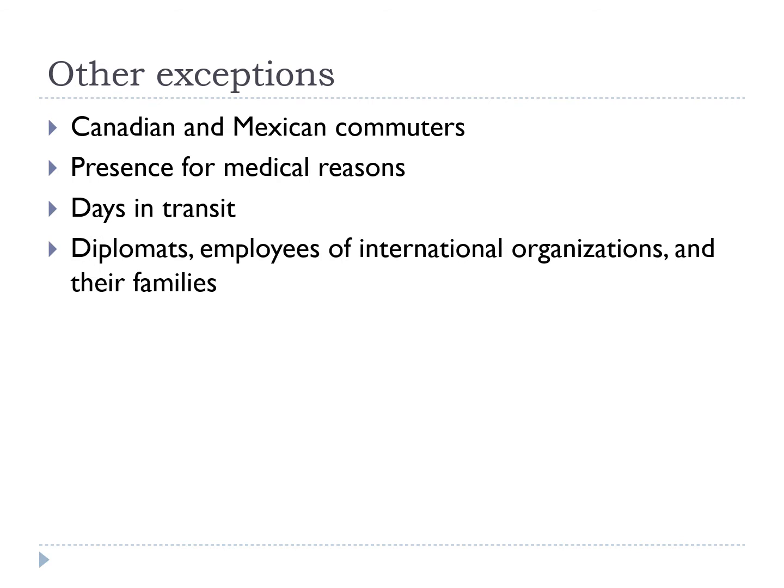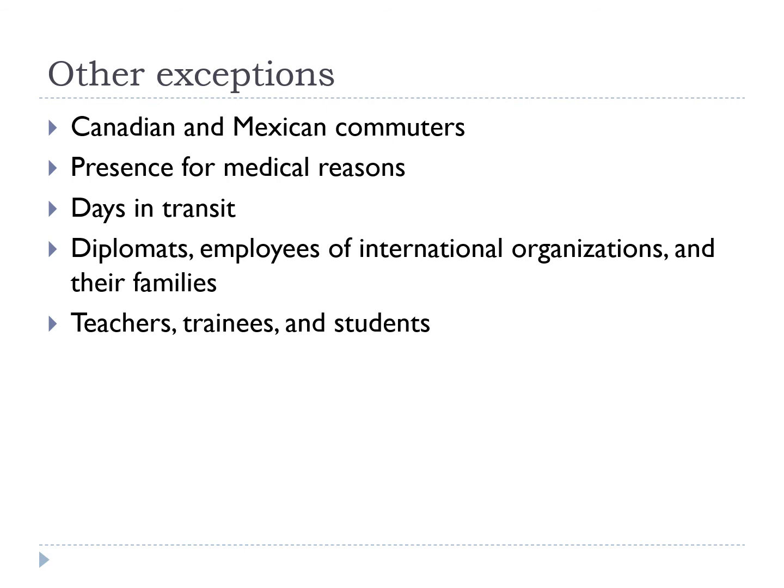Diplomats, employees of international organizations, and their families. Foreign government-related individuals, including diplomats, employees of international organizations, and their families, are considered temporarily present in the United States, regardless of their number of days of presence, and are not U.S. residents. For example, a foreign government employee of the United Nations stationed in New York is not a U.S. resident, even if the assignment has lasted for many years.